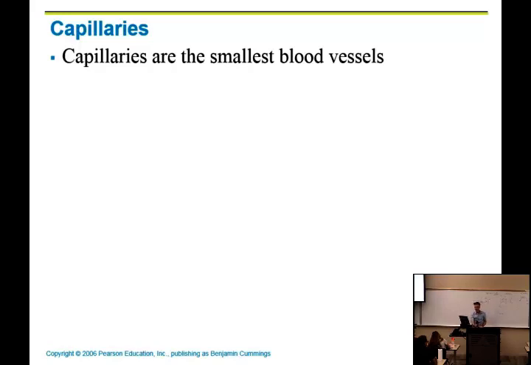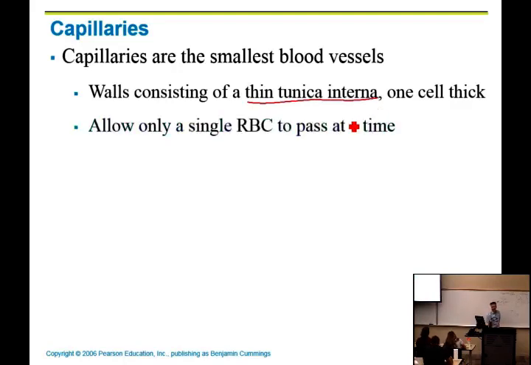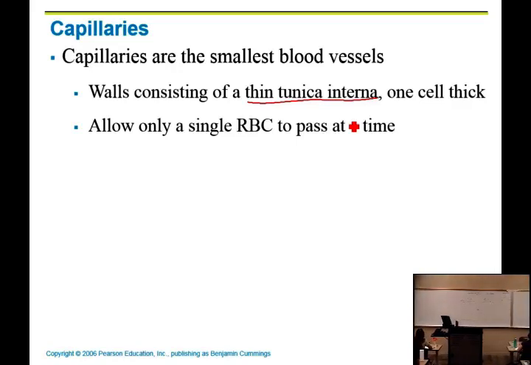So, capillaries. Smallest blood vessels, walls are super duper thin, right? So they basically have that thin layer, and that's it. There's a little basement membrane underneath it, but that's all they have is the thin epithelial layer. Their overall diameter is so small, like we mentioned when we were talking about blood, that a single red blood cell is only able to pass through at a time.